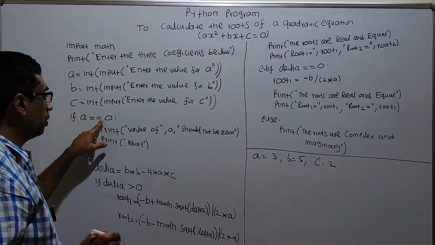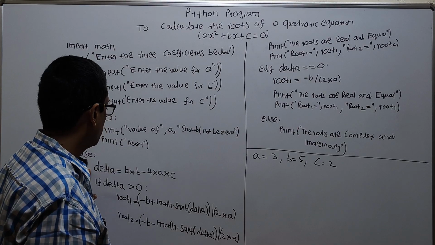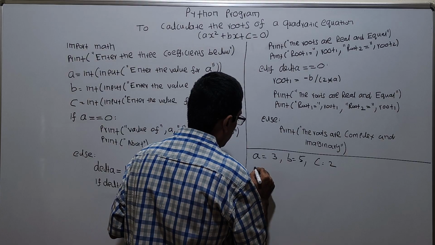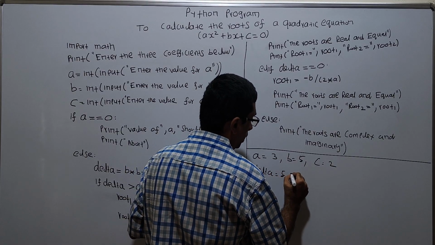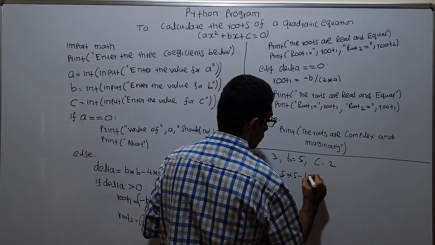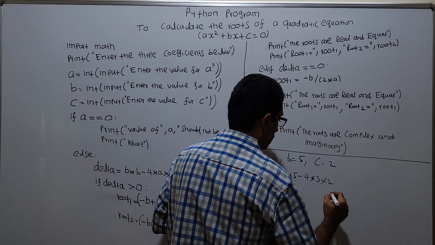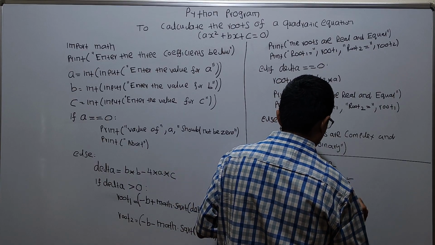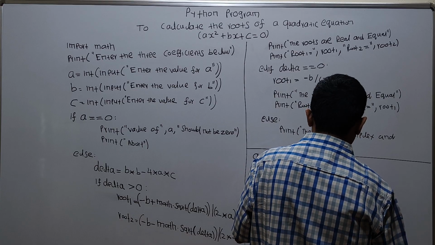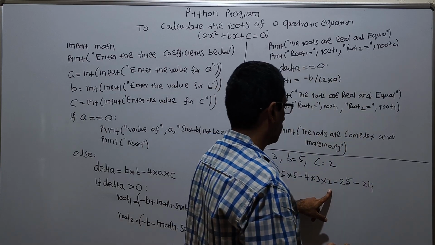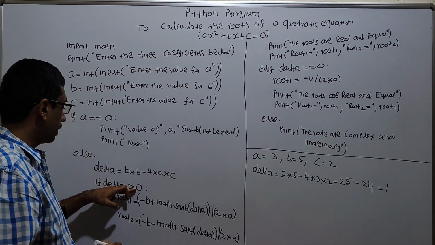To check a double equal to 0 is false, we come here and calculate the value b square minus 4ac. So what is the value of delta? Equal to b square, 5 into 5, minus 4 into 3 into 2. Here this is 25 minus 24. 4 into 3 is 12, 12 into 2 is 24. So this is equal to 1. If you check the condition delta greater than 0, this is true.